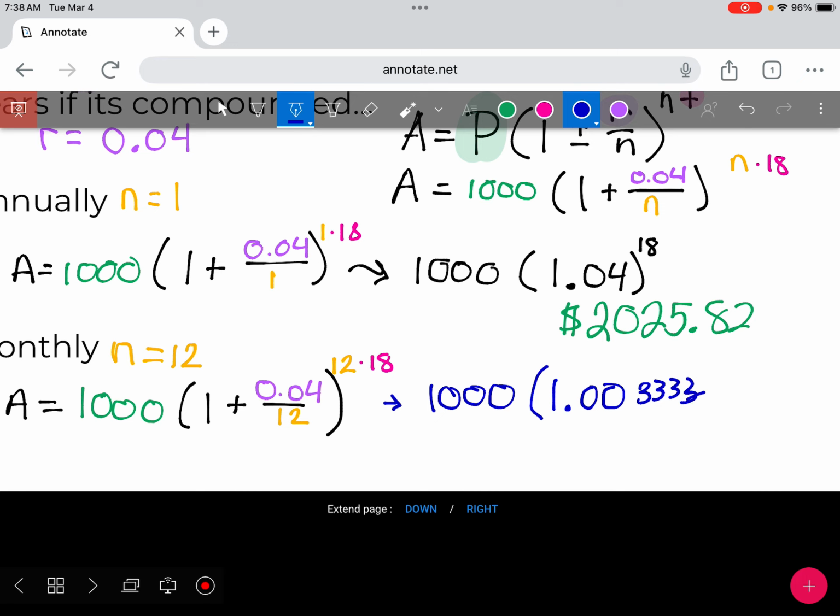1.00333, repeating. To the, what's our power? 216.